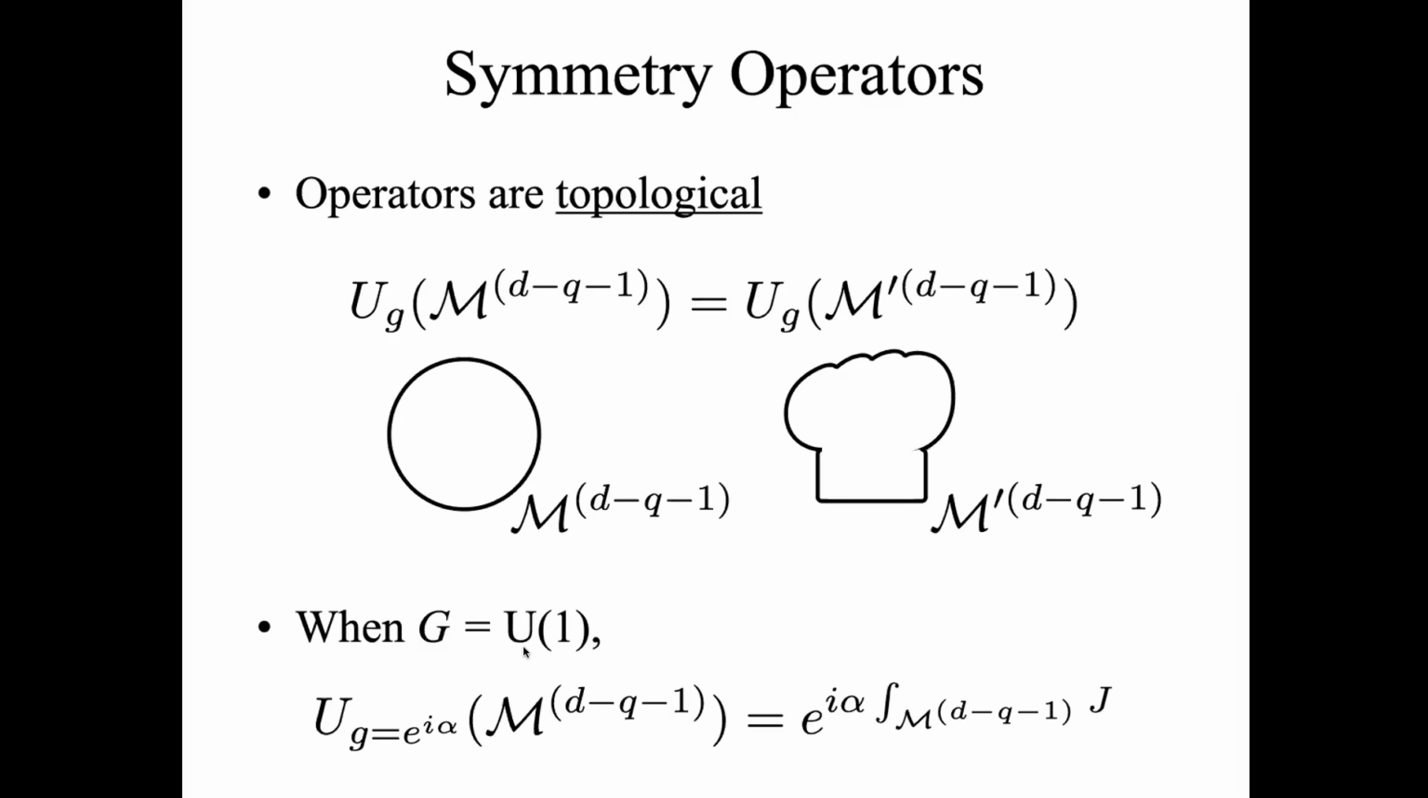For the case of a continuous global symmetry, which is something that Jake and I will primarily be focused on today, you can be a little bit more explicit about the form of these operators. They're given simply by the exponentiated integral of this current, J, over the manifold M. And alpha here labels the element of the group.